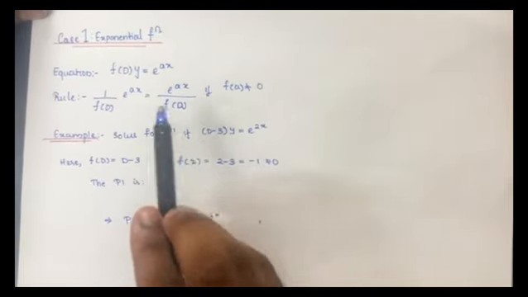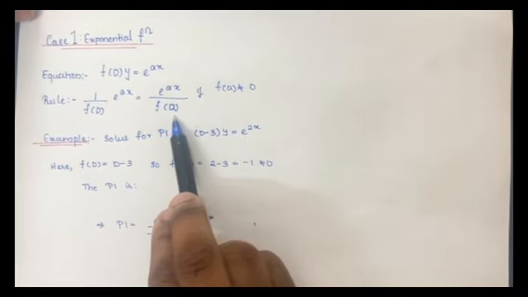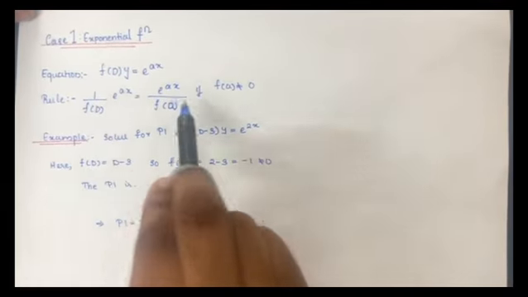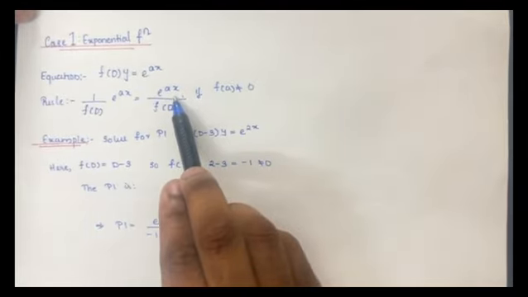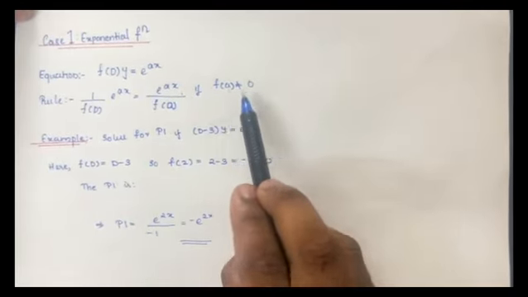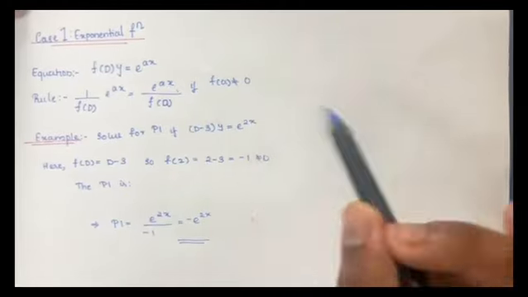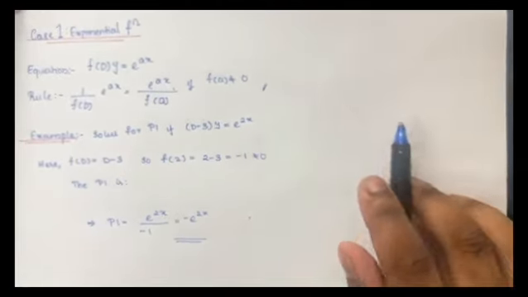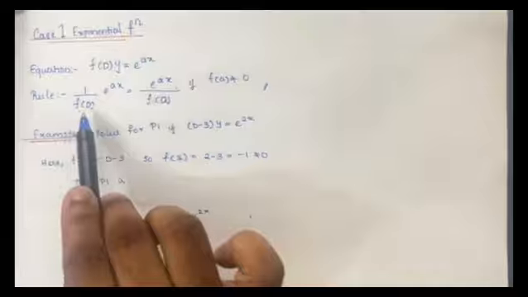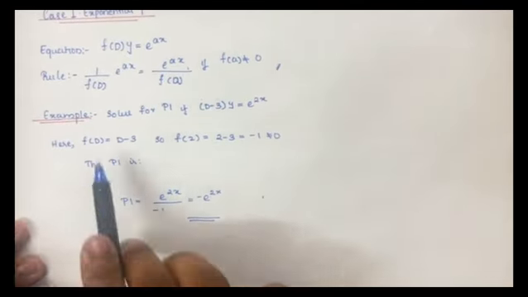That is, we take 1 by the function with a substituted with respect to D in the denominator, multiplied by e to the power ax in the numerator, if f of a, that is, while substituting a in the given function, is not equal to 0. If it is equal to 0, we take the derivative of the same and then substitute a in it and then do the same.